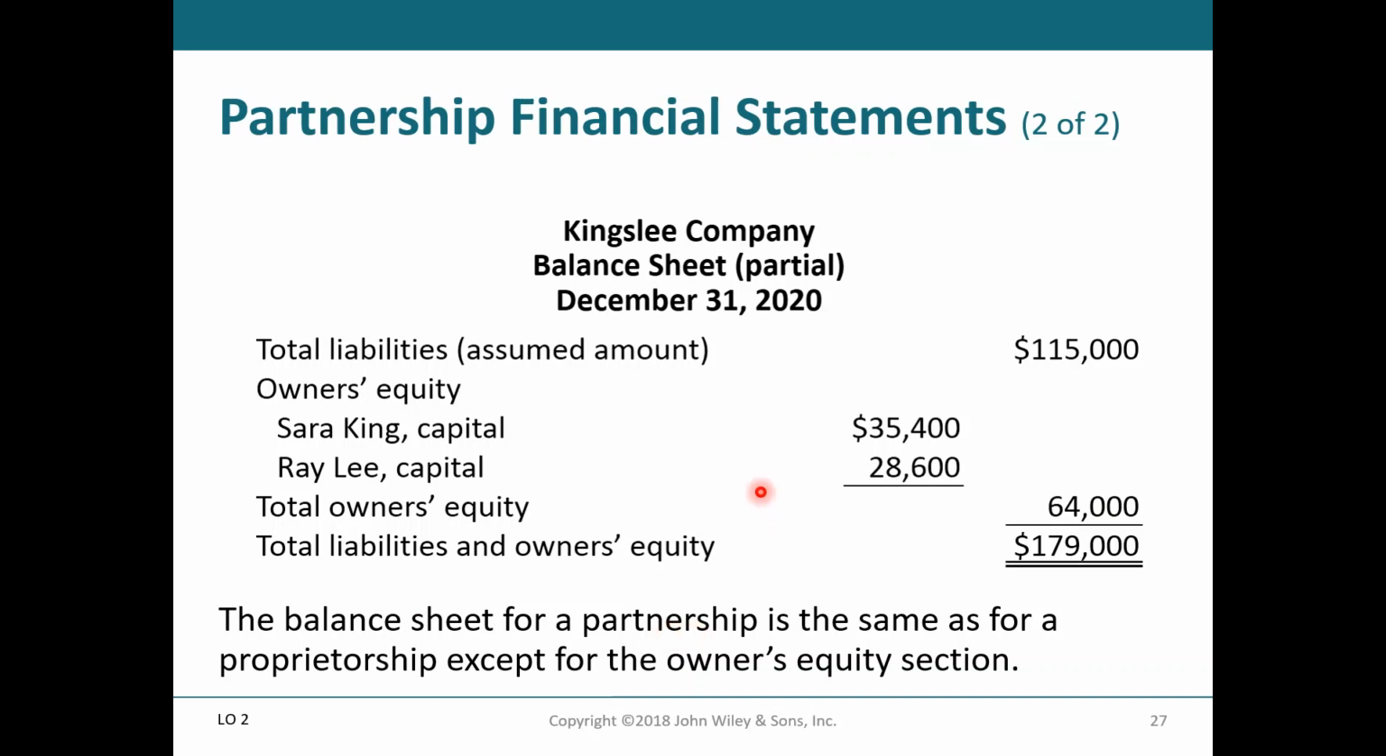Kingsley Company balance sheet, partial, December 31st, 2020. Total liabilities assumed amount 115,000. This is the owner's equity area. Sarah King's capital 35,400. Ray Lee's capital 28,600. Total owner's equity 64,000. Total liabilities and owner's equity 179,000. The balance sheet for a partnership is the same as for a proprietorship, except for the owner's equity section, because you've broken it out amongst more than one owner.